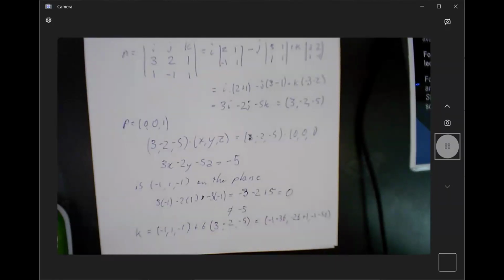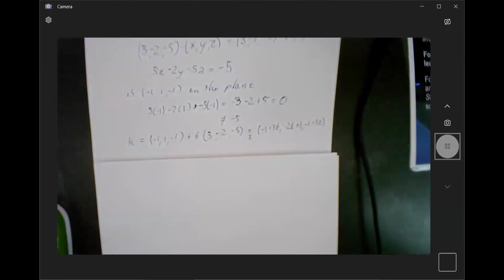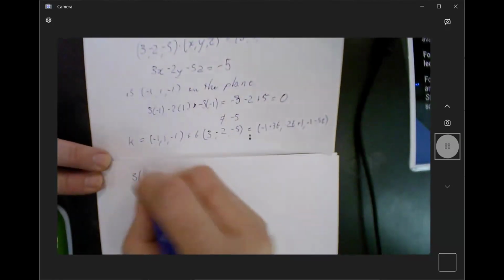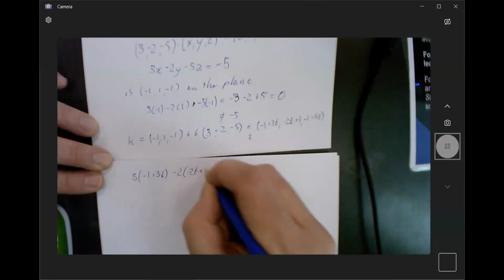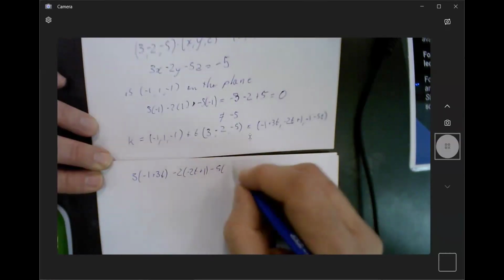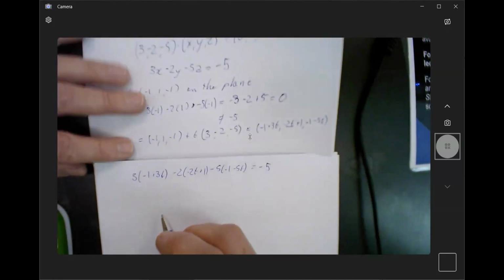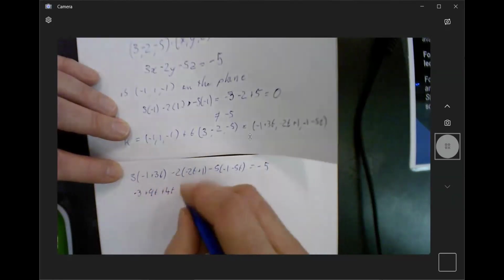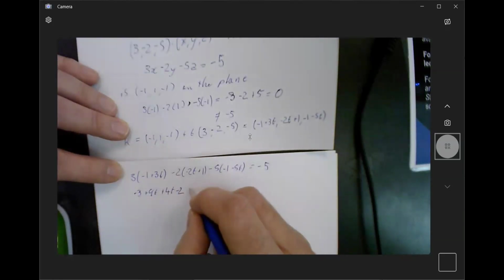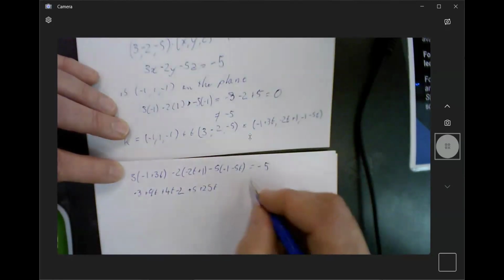By creating this line, if I then put this into the equation of the plane like I did before, I'm going to solve for a value of t. Let's do this. Got my equation. So 3 lots of -1 plus 3t, minus 2 by -2t plus 1, minus 5 by -1 minus 5t. And I'm going to make that equal to -5. So -3 plus 9t plus 4t minus 2 plus 5 plus 25t. Sweet, is equal to -5.